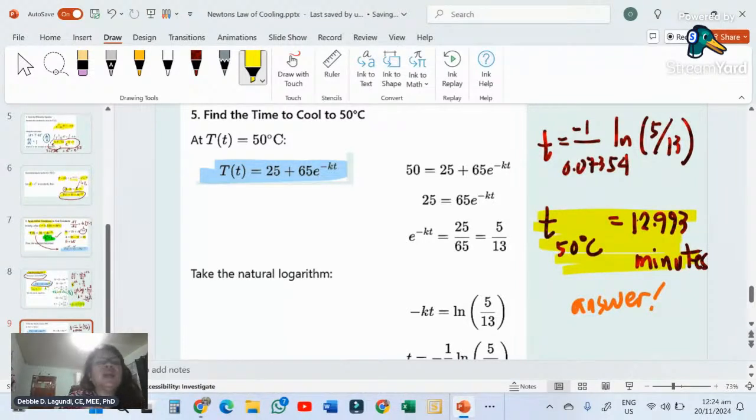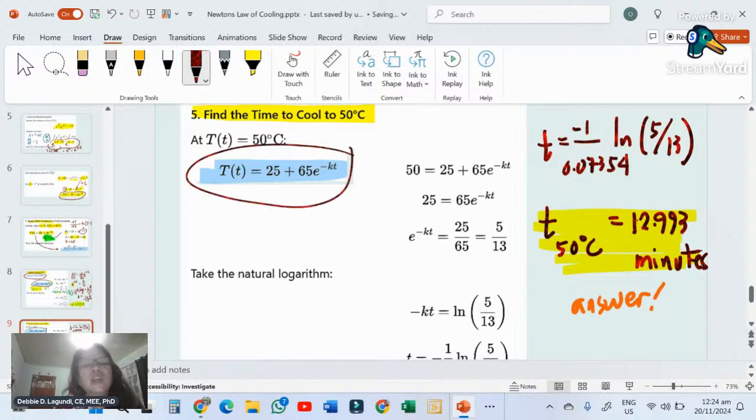For our last slide, knowing k to be 0.07354, we can now find the time to cool to 50 degrees. So again, we have to take the working definition with the boundary conditions, 25 and 65. 65 is the A that we have solved a while ago. 25, that would be the room temperature. The k, we know that to be 0.07354.